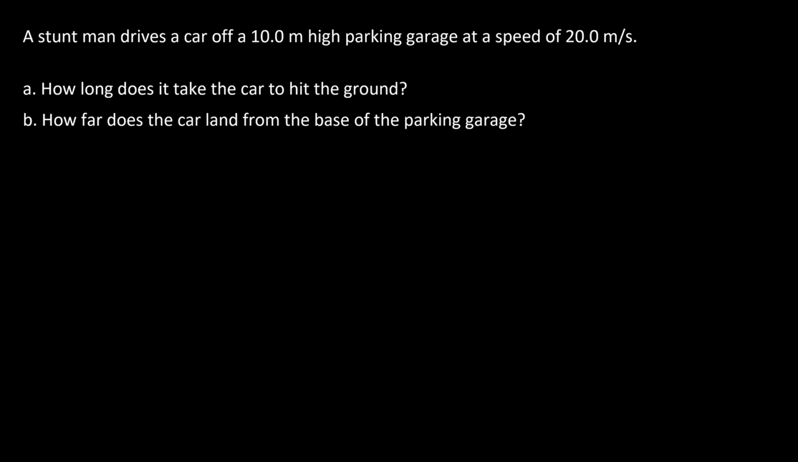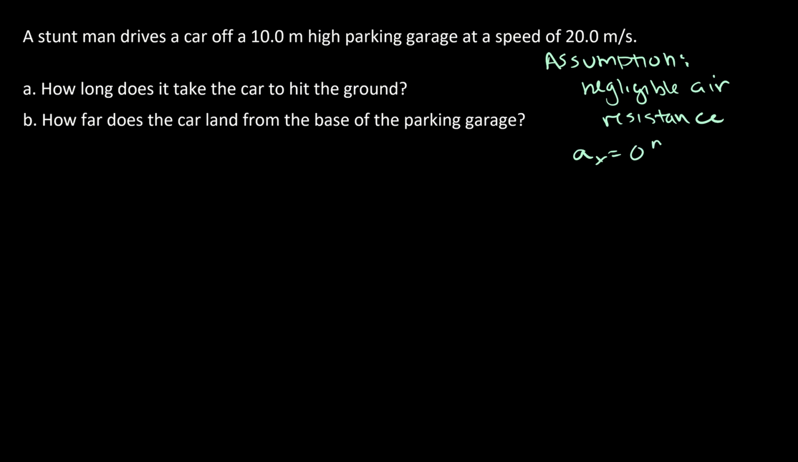Okay, remember the assumption that we're making in these projectile motion problems, that there's no air resistance or it's negligible. So negligible air resistance. And what that means is that our acceleration in the x equals 0 meters per second squared, and our acceleration in the y is just equal to g, and that's 9.80 meters per second squared, the acceleration due to gravity.